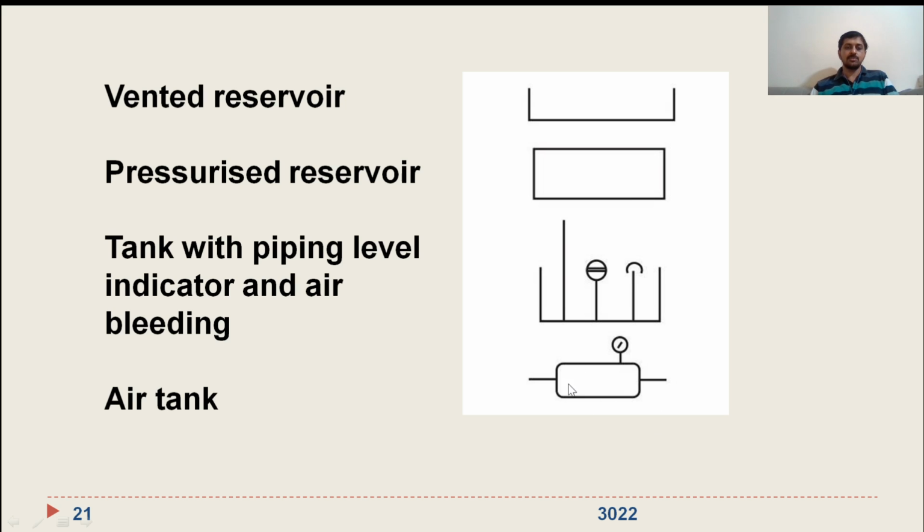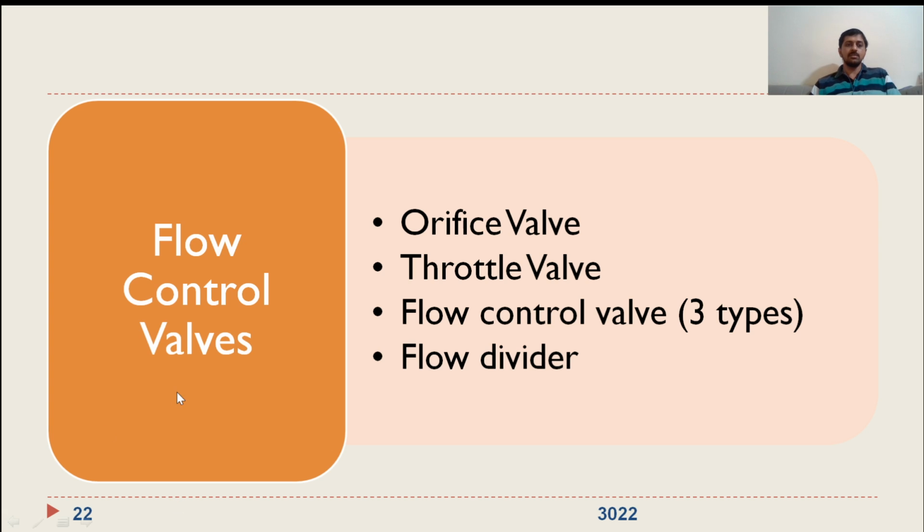Now an air storage tank, on the other hand, is represented by a rectangle with edges curved like this, with a pressure gauge. So that's all for today's session. In the next class, we will see different types of valves. The flow control valves, pressure control valves, all these things will be discussed in the coming session.